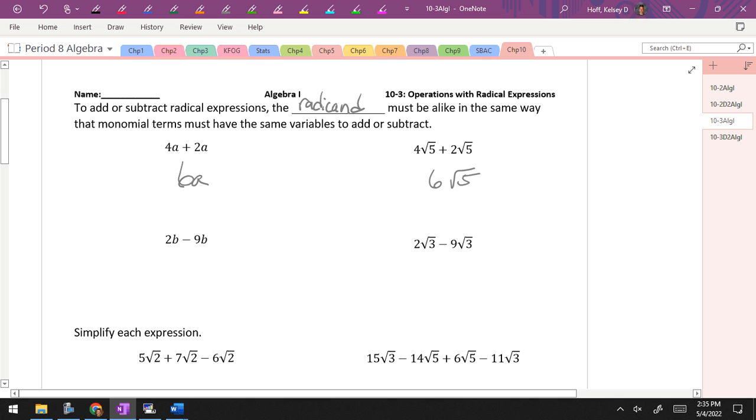See if we even have to do this example. Go down here. 2 square root 3 minus 9 square root 3. Negative 7 square root of 3. Okay?